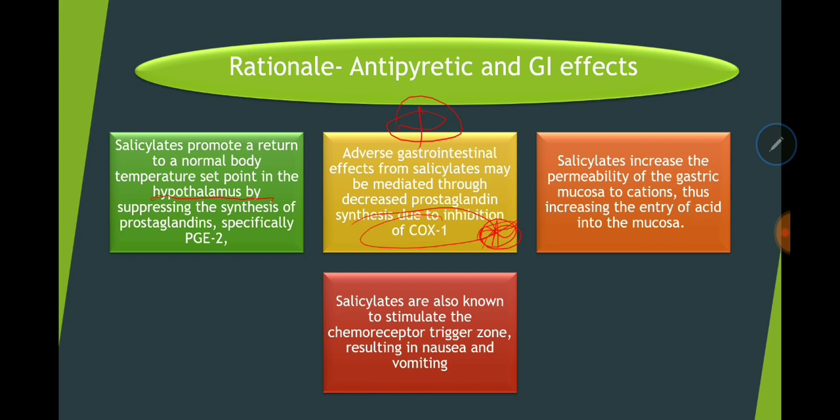The salicylates are also known to stimulate the chemoreceptor trigger zone. If you stimulate the chemoreceptor trigger zone, you're going to cause nausea and vomiting. You know that a lot of medications cause nausea and vomiting, and this is how they're affecting it, okay? By centrally acting on the chemoreceptor trigger zone, it can induce nausea and vomiting, all right? Okay.